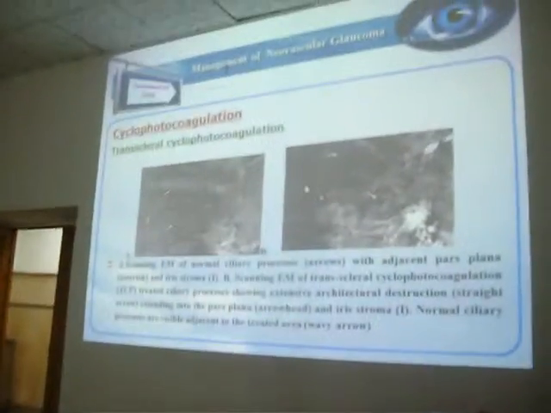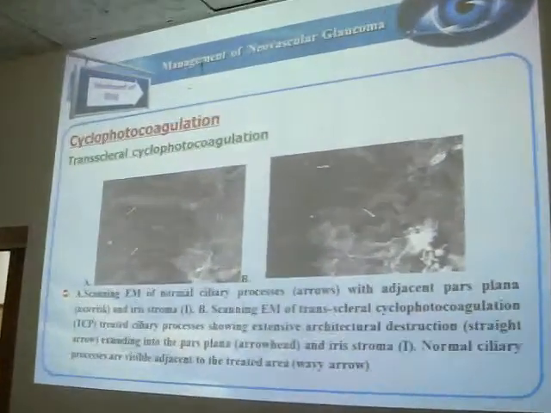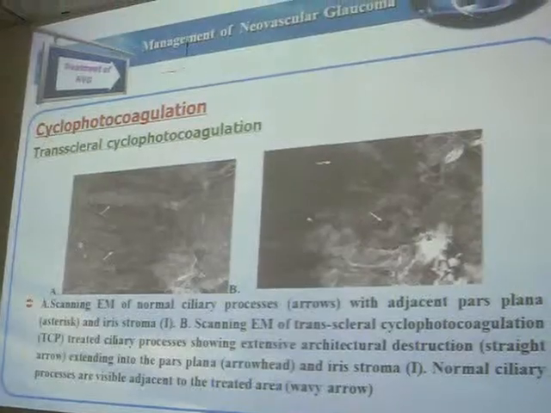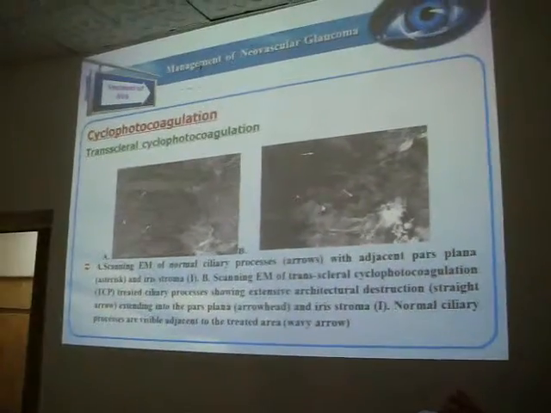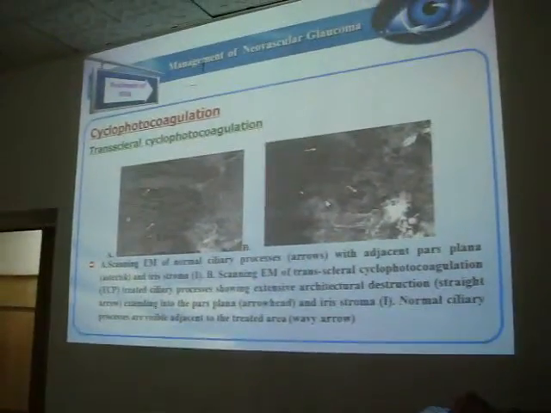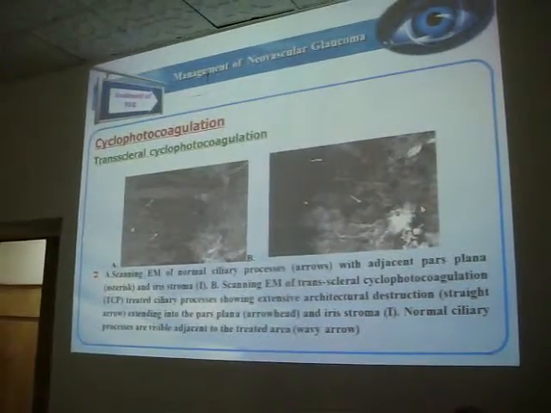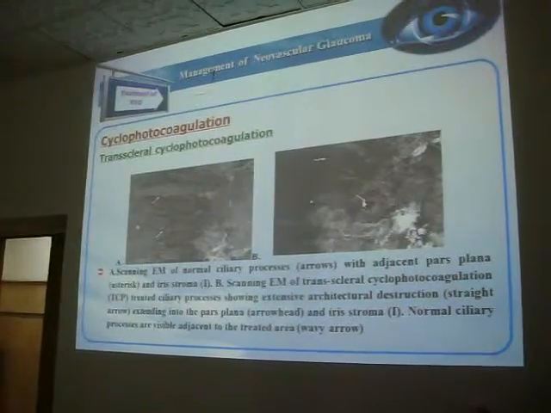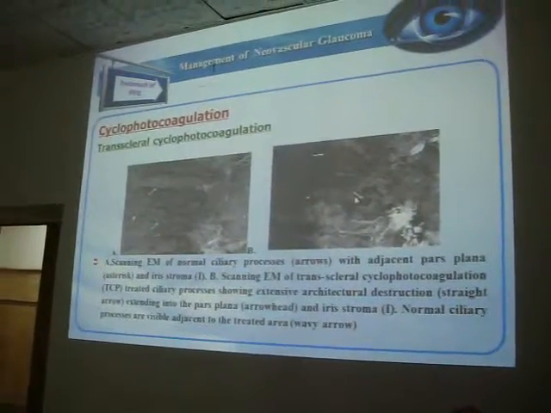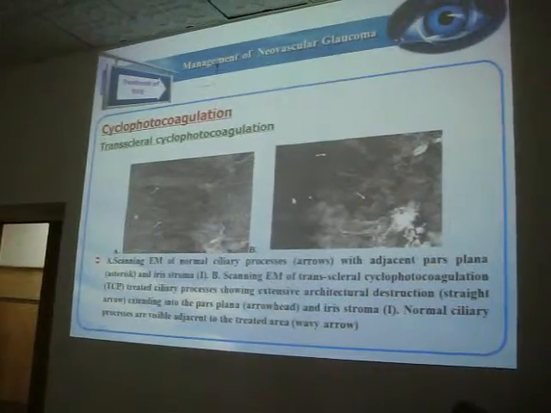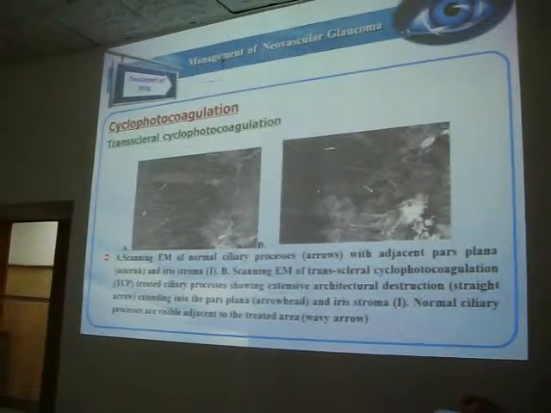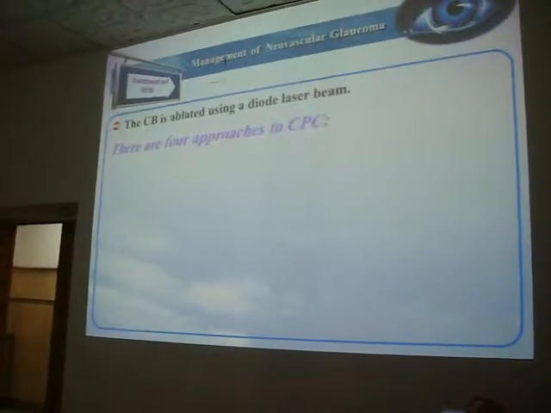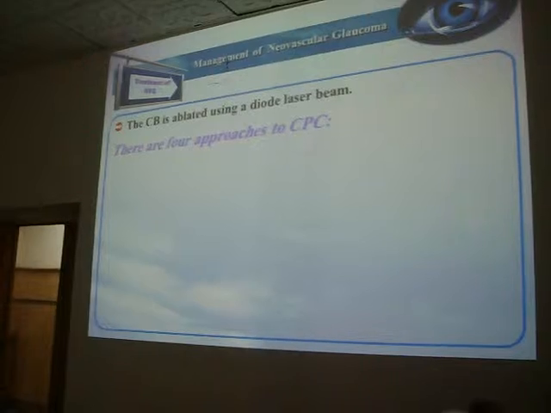Cyclophotocoagulation. It can be done with transscleral cyclophotocoagulation. This is scanning electron microscopy of normal ciliary processes adjacent to pars plana and iris stroma. Scanning after transscleral cyclophotocoagulation, treated ciliary processes show extensive architectural destruction extending into pars plana and iris stroma. Normal ciliary processes are visible adjacent to the treated area. The ciliary body is ablated using a diode laser beam.